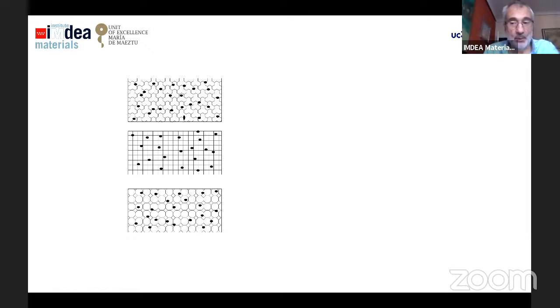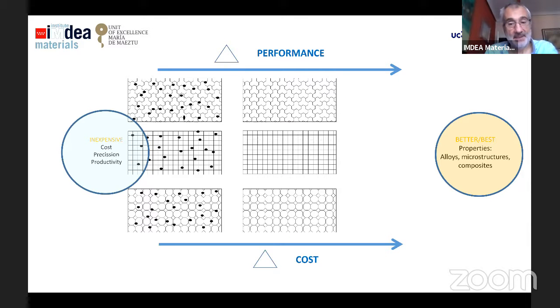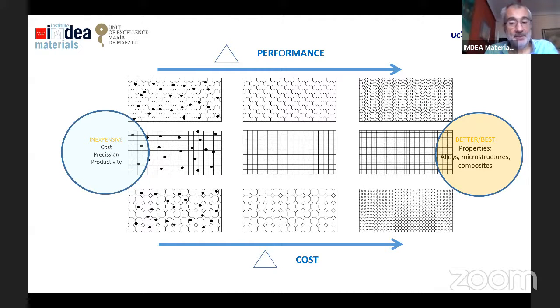So this is the starting situation, the worst possible materials obtained by powder metallurgy, but we can improve the performance by trying to reduce the porosity. That is possible with some technologies, and even by trying to reduce the grain size much further. Of course, as we move from left to right, we increase the performance, because we are eliminating the porosity and even reducing the grain size, but usually we also increase the cost. We are moving from the field of application of powder metallurgy regarding inexpensive material with low cost, high precision, and high productivity, to the materials which are the best possible material for one specific application.